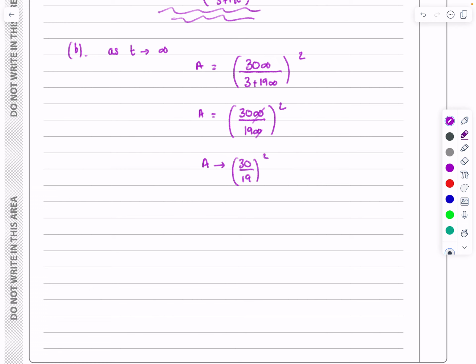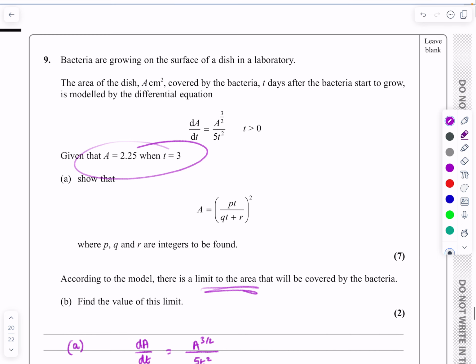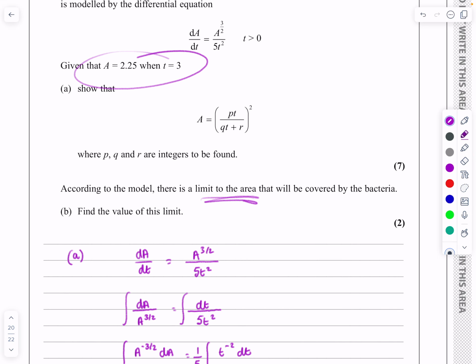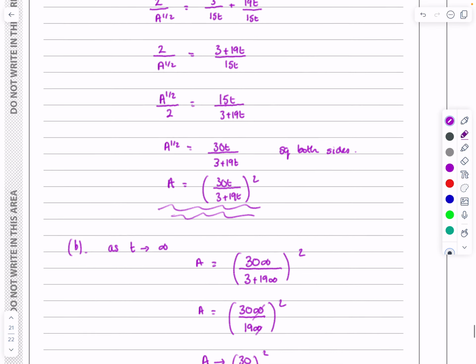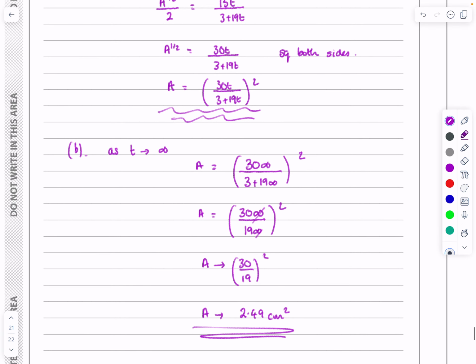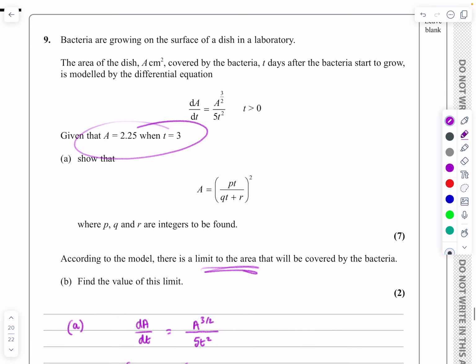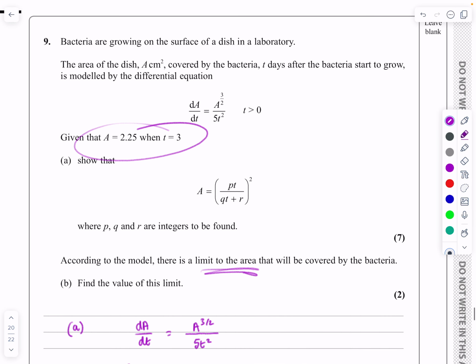Now, I think it said something about decimal places, so if you actually work that out, that works out to be 2.49. Don't forget your units, centimetres squared. Oh no, it didn't say anything, so I suppose I could have left it as the decimal. Good idea to put the units in though, and that's not bad for question number 9, a last question there. That's relatively straightforward, I would say. Okay, hopefully that will make sense to you.